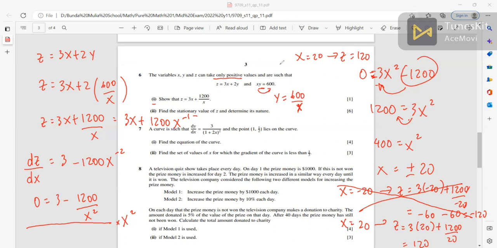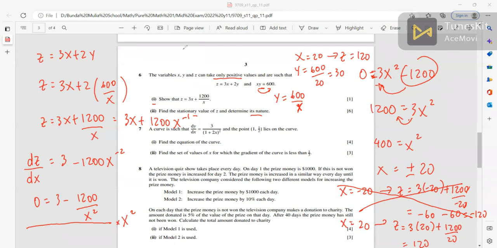And then if x equals 20, we can find the y. y equals 600 over 20, so it will be 30. So we already got the stationary value. And then it asks us to determine the nature. So we have to differentiate one more time.